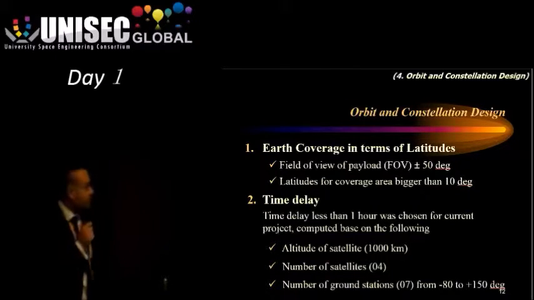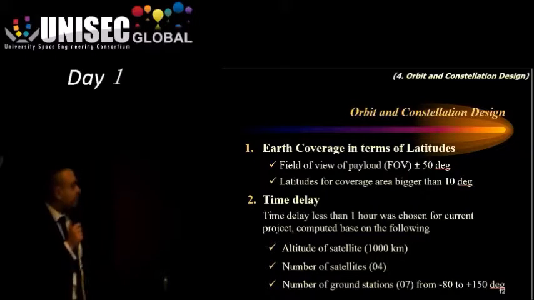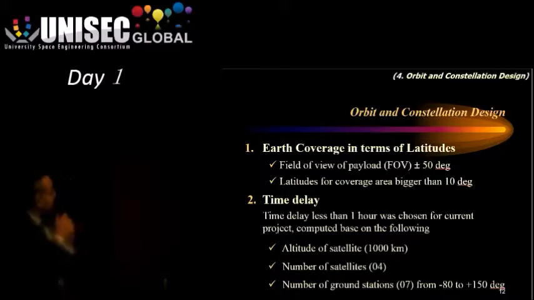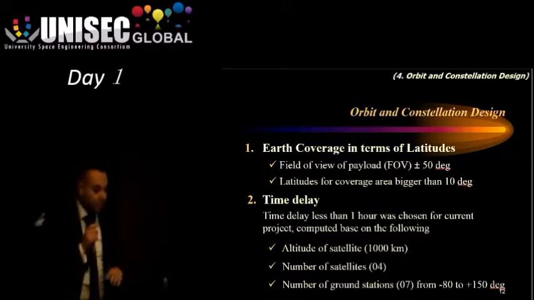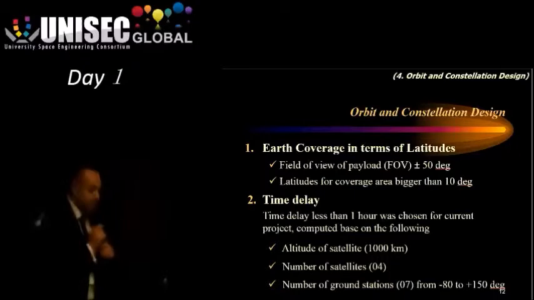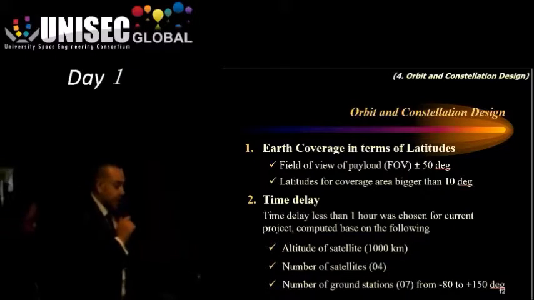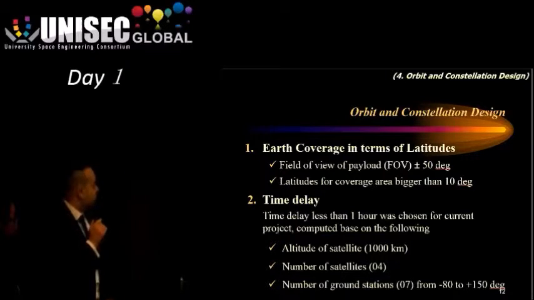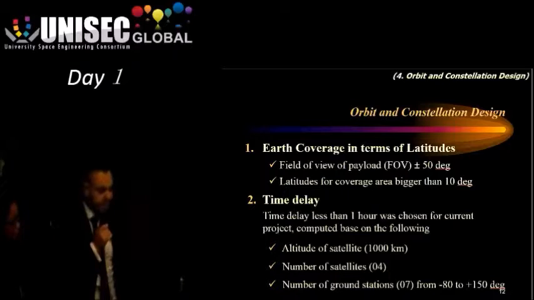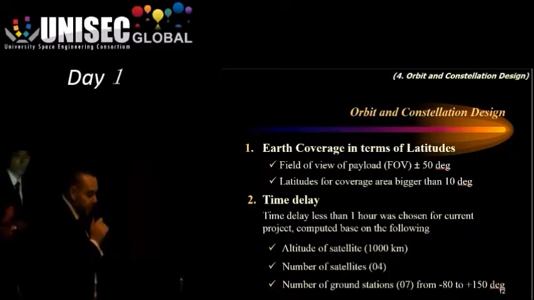What my friend said, respecting and following the previous slide, that is what she said. So now we will talk about the technical part. Before talking about the technical part, we should specify and analyze the orbit and constellation design. We have 2 more important points. First, the Earth coverage in terms of latitude. We choose the field of view of about plus minus 50 degrees. The latitude for coverage is less, about plus minus 10 degrees. That is the respective number of population chosen.